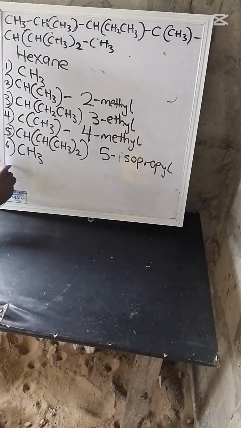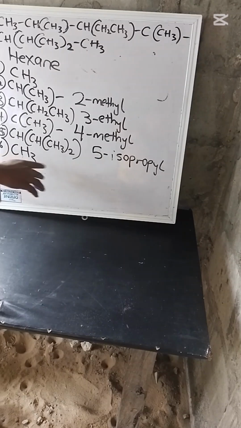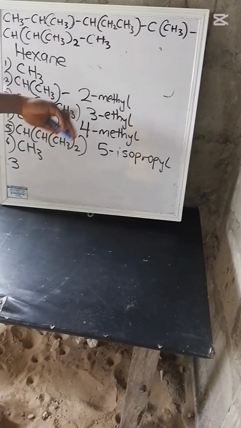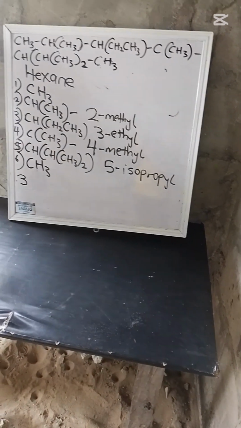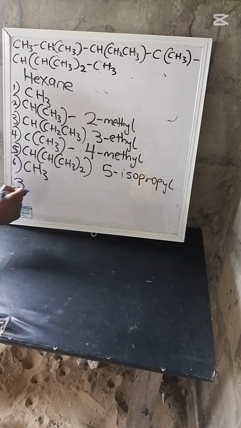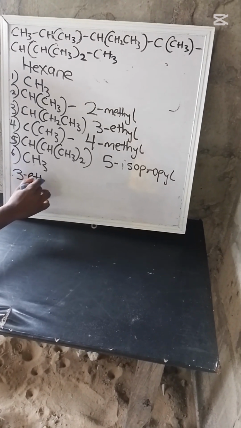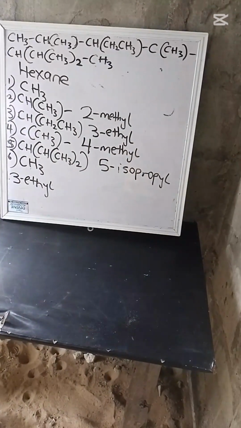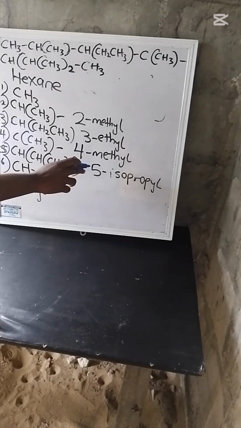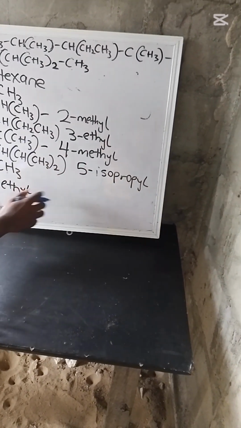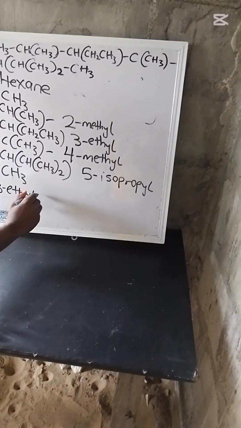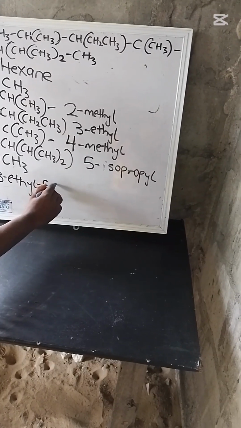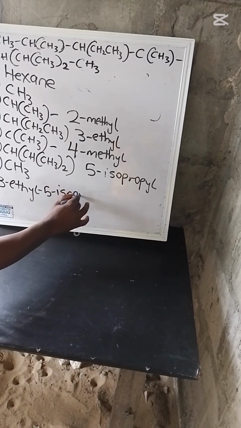Now let's write. We have what? Theory. You have to take note of how many times ethyl appears. How many times did it appear here? Once. So we're just going to write what? Ethyl. Moving to this side, we also have what? Isopropyl. How many times? Once. So we have what? 5-isopropyl.